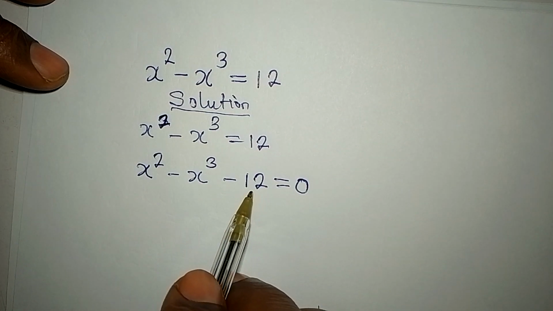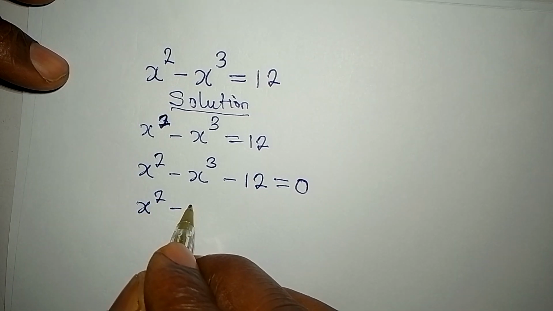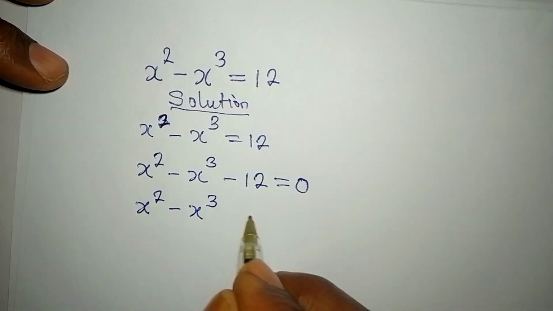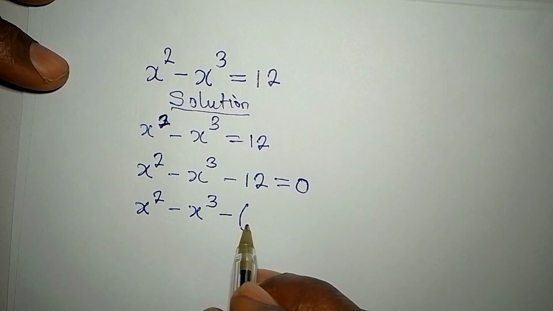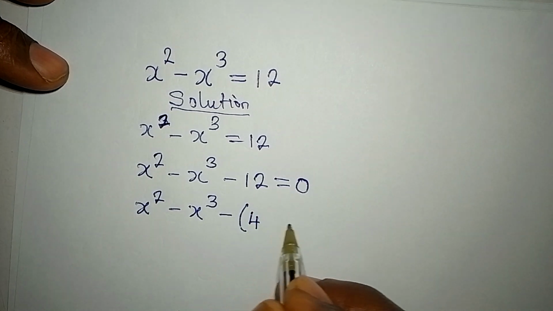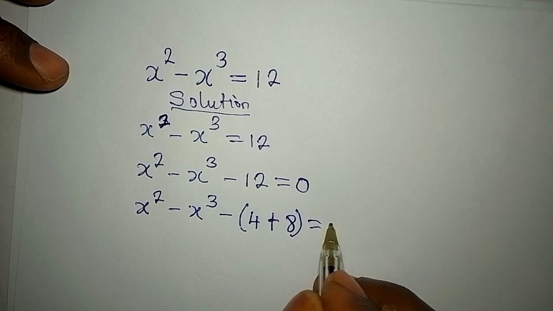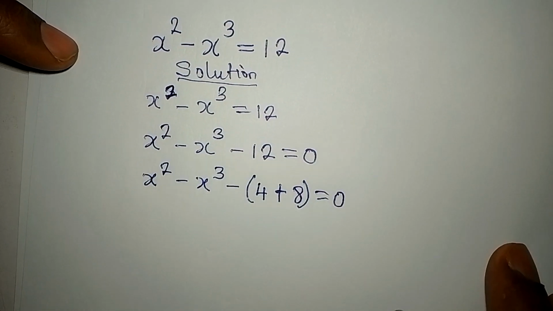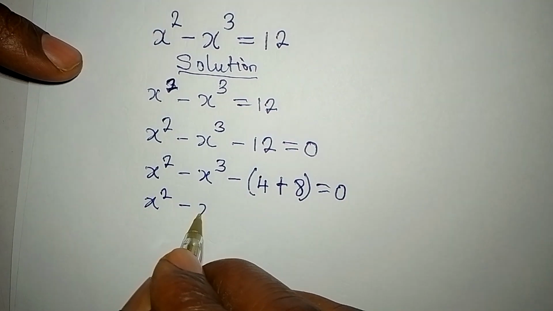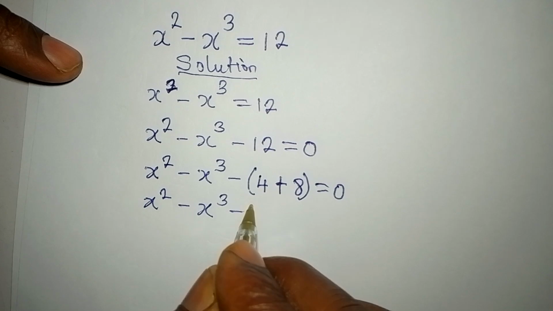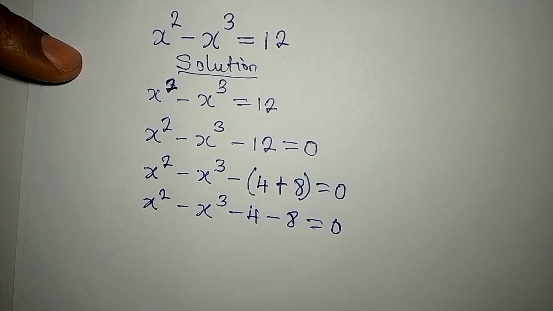I want to break this 12 into 2, so I get x to the power of 2 minus x to the power of 3, then minus open bracket, 12 is 4 plus 8. I hope you would agree with me, so we have 0. We can decide to open this bracket, so we get x squared minus x to the power of 3 minus 4 minus 8 equals 0.